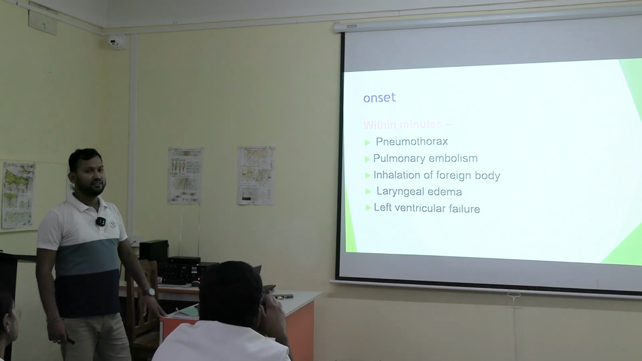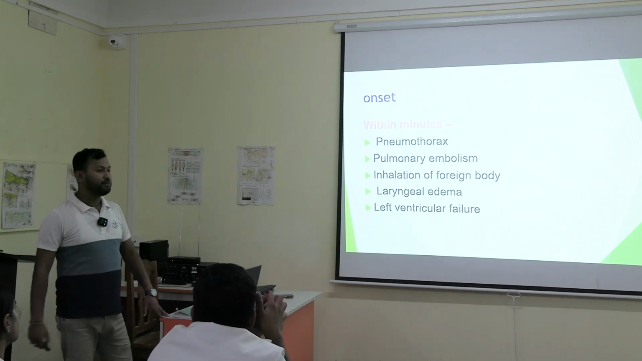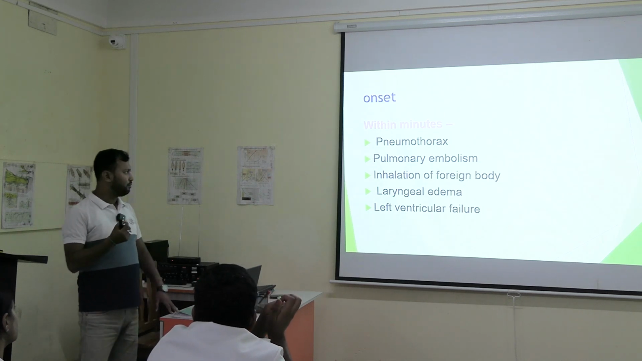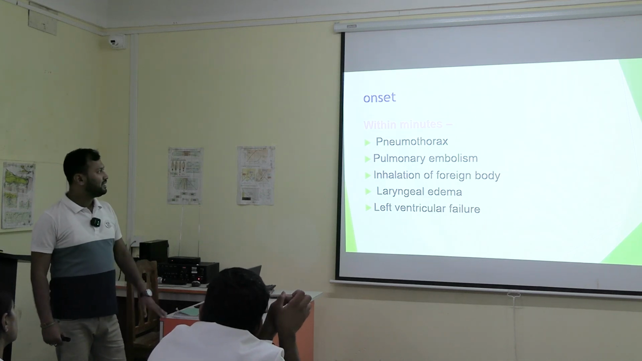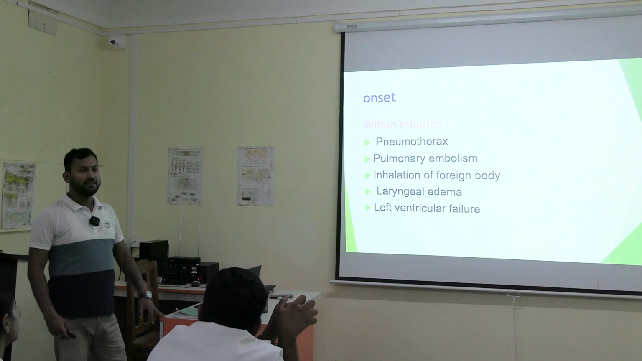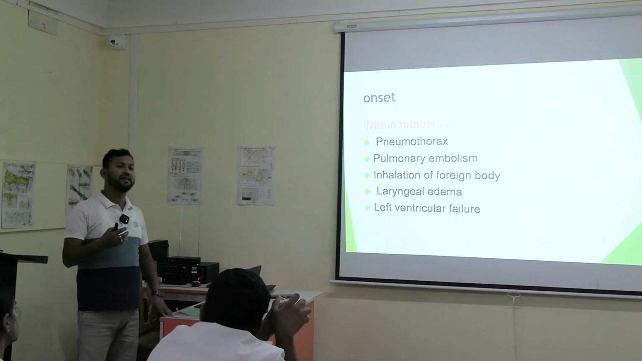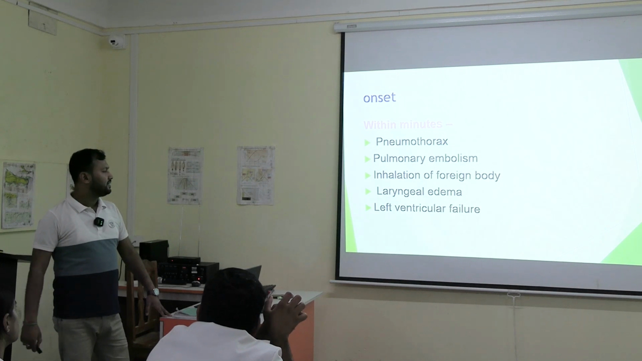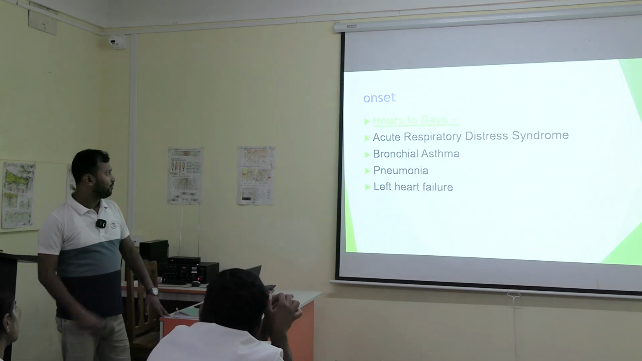Like pneumothorax, the collection of air in the pleural cavity. This is known as pneumothorax. Then pulmonary embolism, like anything may get stuck in the blood vessels of the airway or in the airways itself. So that is known as pulmonary embolism. Then any inhalation of foreign body. Like I told you, aspiration may be there. The person may have swallowed something, meaning something might have gone into his lungs. So that may be causing sudden breathing difficulty. Then laryngeal edema, left ventricular failure. These are the things that may suddenly cause any difficulty of breathing.